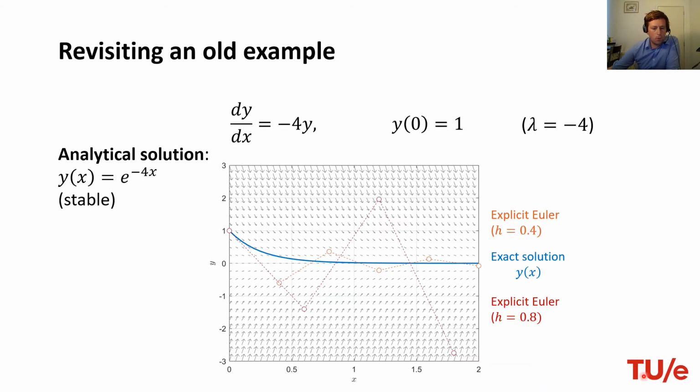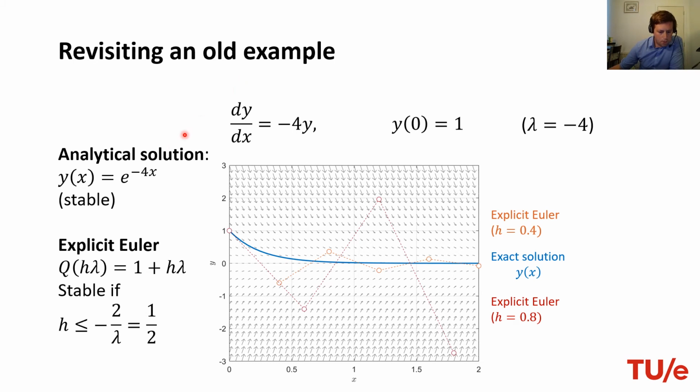So let's look at an old example where we actually observed that explicit Euler tends to blow up if we take h to be too large. We have this initial value problem. Lambda here is -4. So we have an analytical solution for this initial condition, e to the power -4x, which is stable. We have a negative lambda. Now let's take a look at the numerical solution using explicit Euler. Based upon our analysis, we have that the amplification factor is 1 plus h lambda.